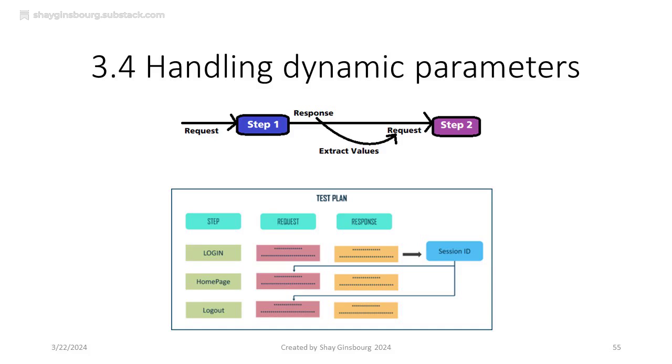Let's describe how dynamic parameters are handled in the context of load test scripting. Dynamic parameters are values that change during the execution of a web application. These can include session IDs, CSRF tokens, timestamps, and other unique identifiers. In load testing, handling dynamic parameters is crucial to simulate real-world scenarios accurately.